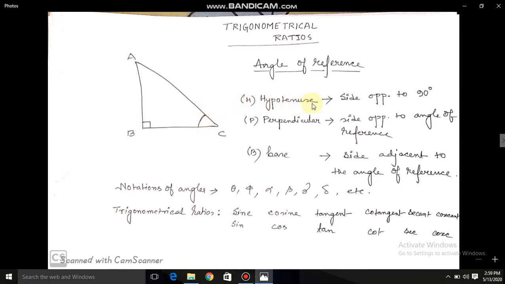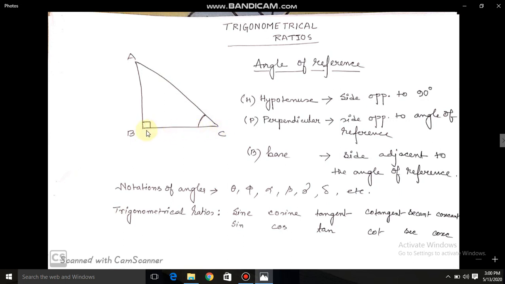Now hypotenuse you have understood. Now what is perpendicular? It is the side opposite to the angle of reference. Now the angle of reference is C. So the side opposite to C is AB. So here AB is the perpendicular. Okay, and base is the side adjacent to the angle of reference. AC and BC are the two sides adjacent to the angle of reference, but AC is hypotenuse. So which one is left? BC. So BC is the base.